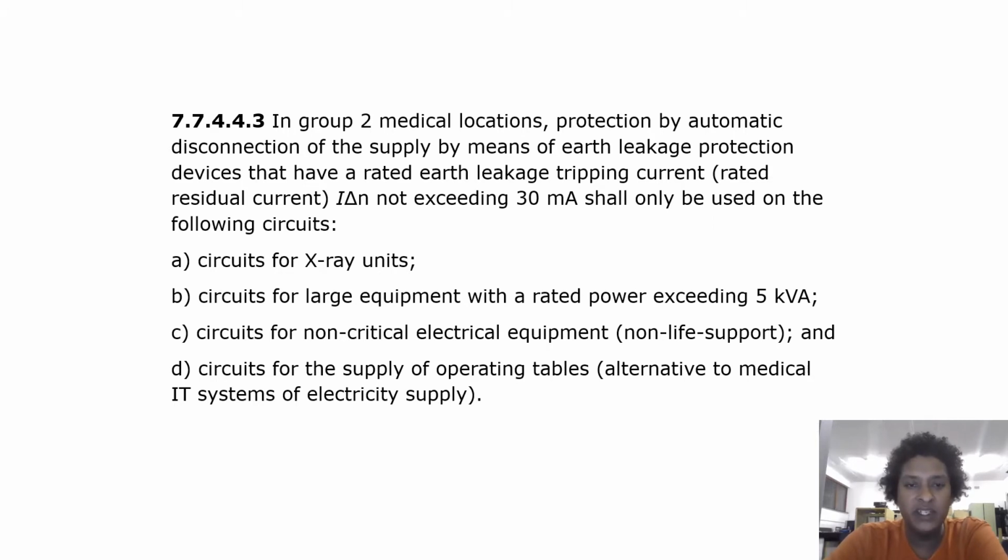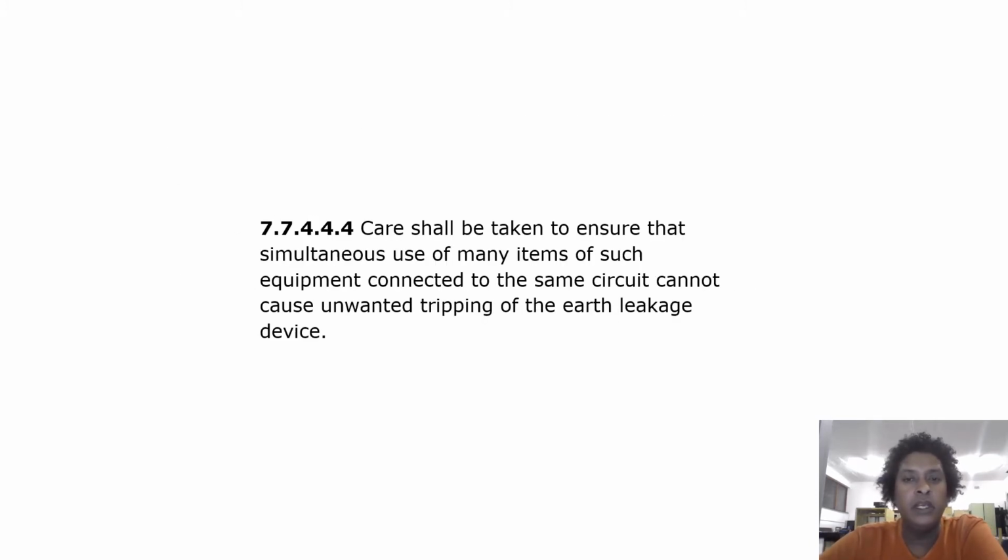Circuits for X-ray units, circuits for large equipment with power rating exceeding 5 kVA, circuits for non-critical electrical equipment or non-life support, and circuits for the supply of operating tables, alternative to medical IT systems of electricity supply. Care shall be taken to ensure that simultaneous use of many items of such equipment connected to the same circuit cannot cause unwanted tripping of the earth leakage device.